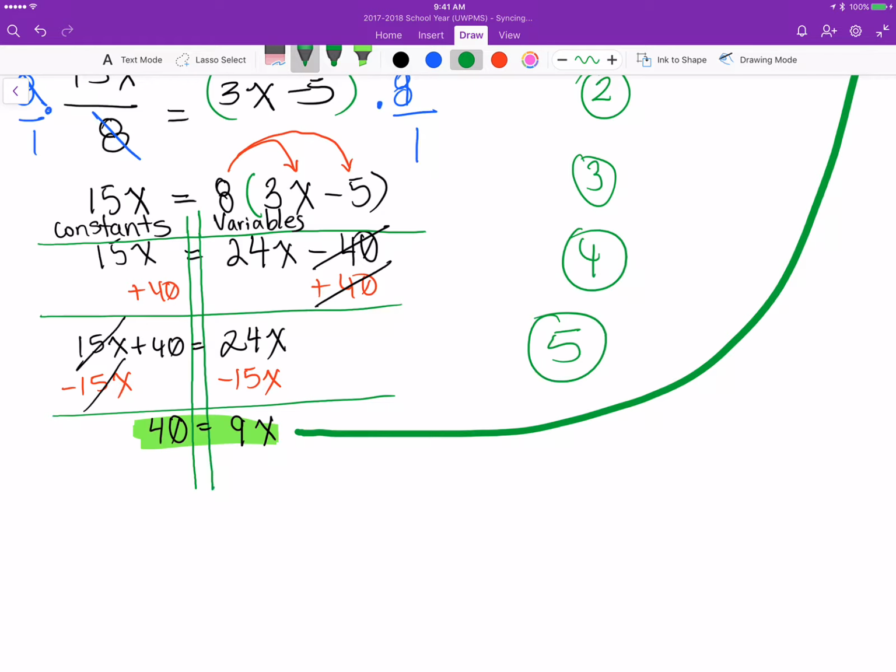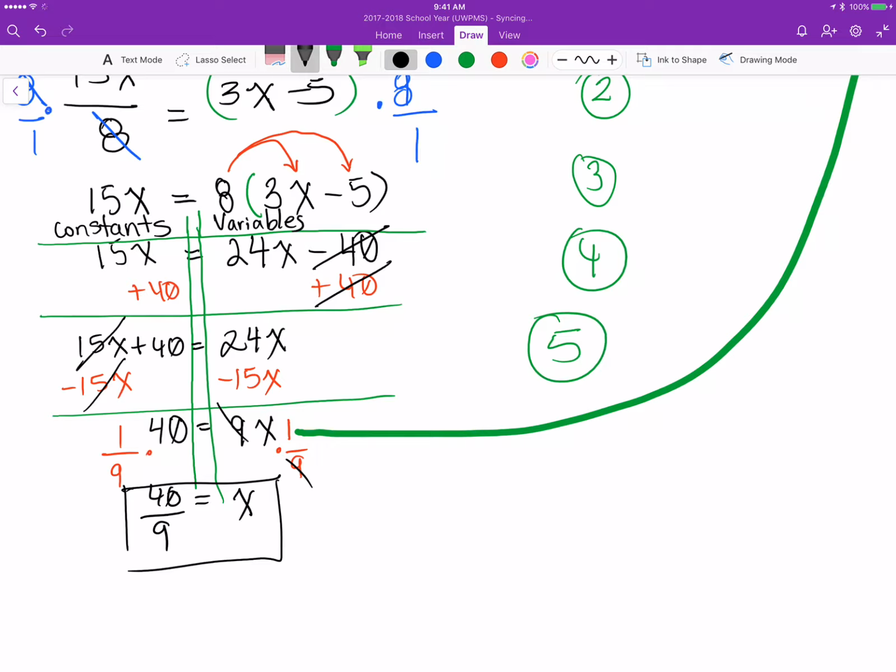I still don't have the value for x. All I have to do, if I want to know what the value of x is, is divide by that inverse, 1 over 9, 1 over 9. This cancels by design. So x equals 40 over 9. And that's going to give me a decimal number, so I'm going to leave it as is. Once you check that, you will know that it is true and it is an identity.